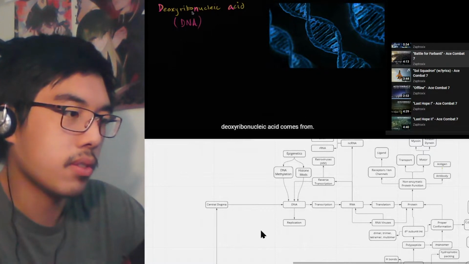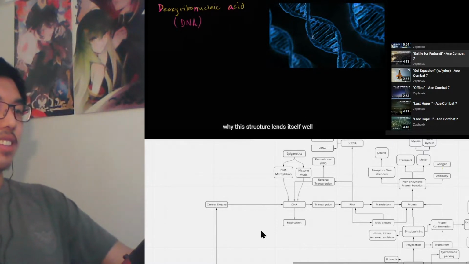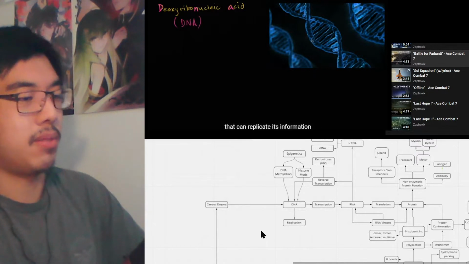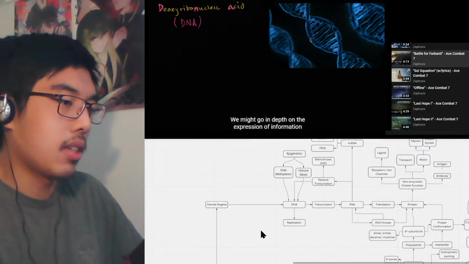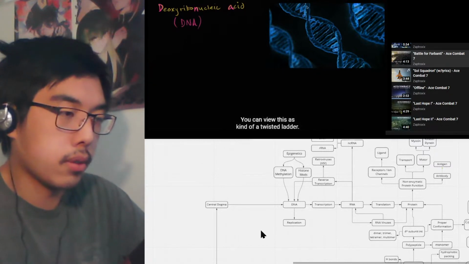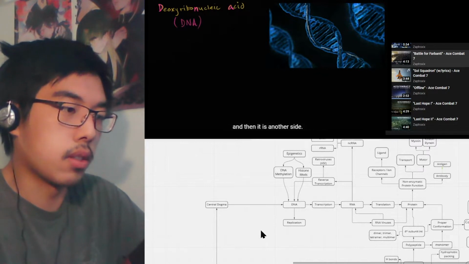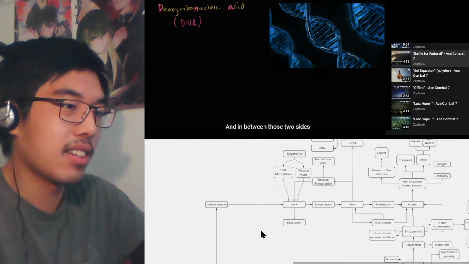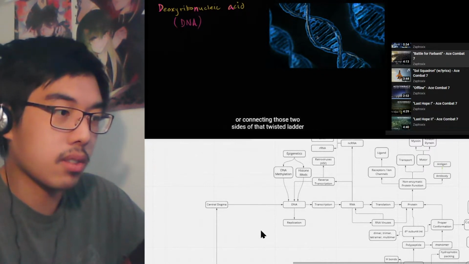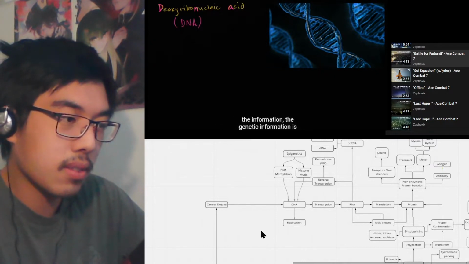So first, let's just talk about this is our guy, guys. It's a zipper. It's gotta be it. About why the structure lends itself well to something that stores information, that can replicate its information, and that can express it, I'll talk about replication in future videos. So this structure right over here, and the fact that you can split it down the middle, replicate it. Man, that's convenient. Copy and paste. You have these rungs, and these rungs are actually where the genetic information is stored in some way.